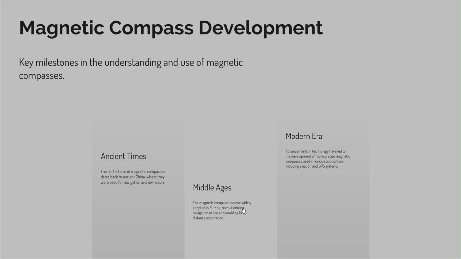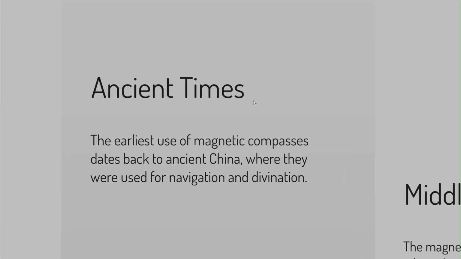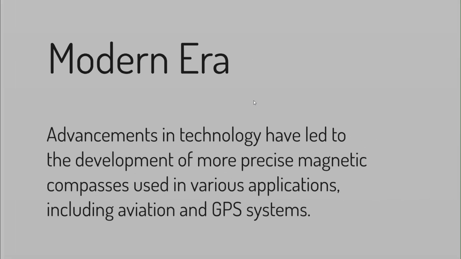enabling long distance exploration. In the Middle Ages also, they used it for navigation. In the modern era, advancement in technology has led to the development of more precise magnetic compasses used in various applications. So in today's systems like GPS, the Global Positioning System, which is already installed in our cars and certain applications, including aviation and GPS systems, the modern era uses magnets. So we studied different uses of magnets in ancient times, the Middle Ages, and the modern era.